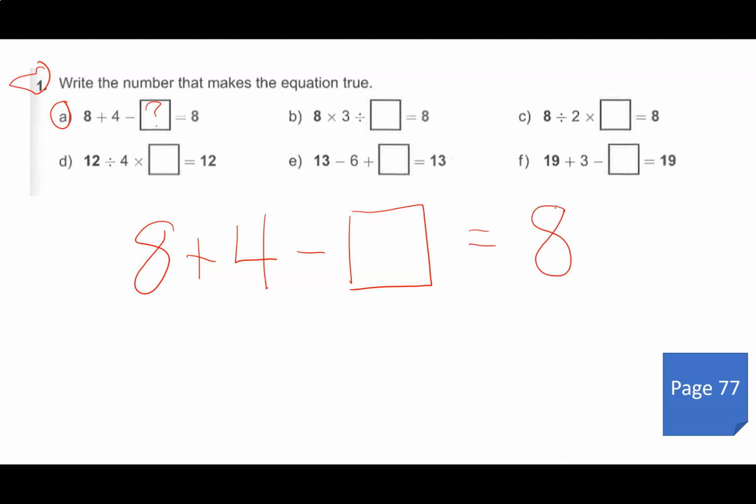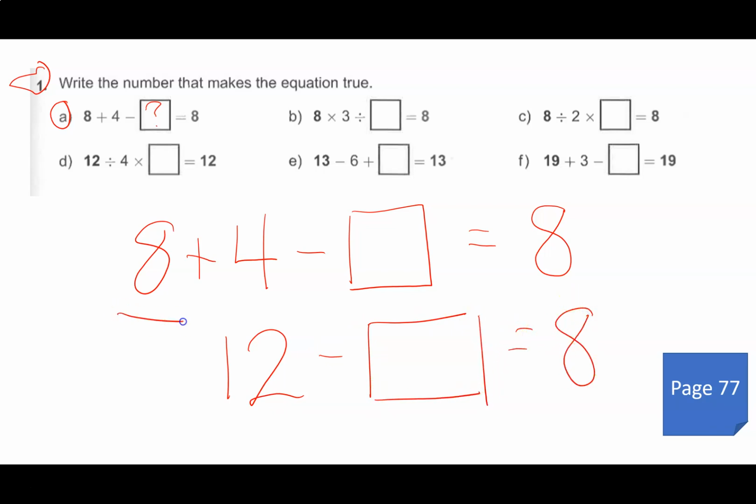All right, well, we know 8 plus 4 equals 12. What must we take away to get back to 8? Well, we started with 8. We would like to finish with 8. So if we added 4, we need to undo that. So we need to subtract 4 to get back to our original number, 8. So the answer for 1A is 4.